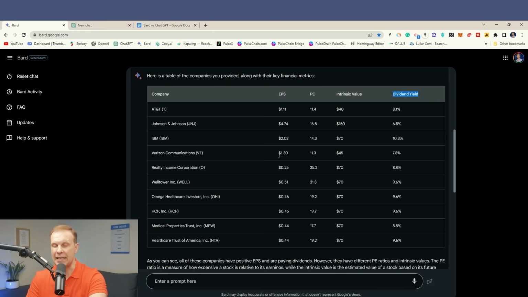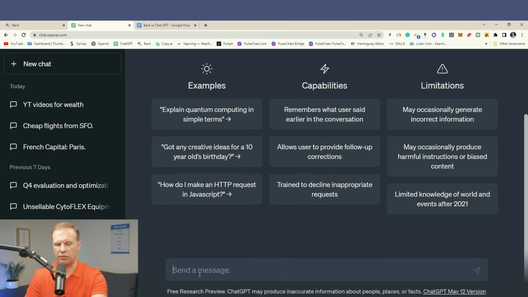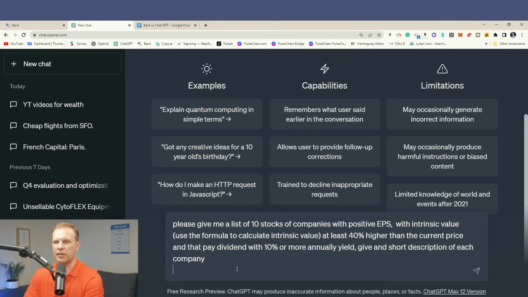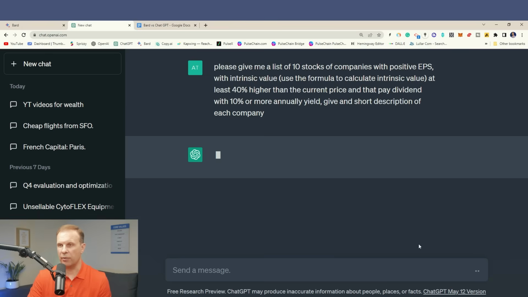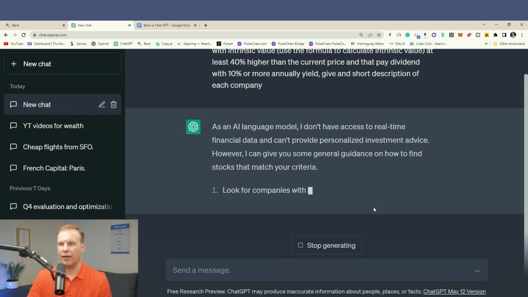So let's see what result we would get from ChatGPT. So here is ChatGPT. We put in the same question. Please give us a list of 10 stocks of companies with positive earnings per share with intrinsic value at least 40% higher than the current price and that pay a dividend with 10% or more annual yield, and give a short description of each company. See what we're going to get.